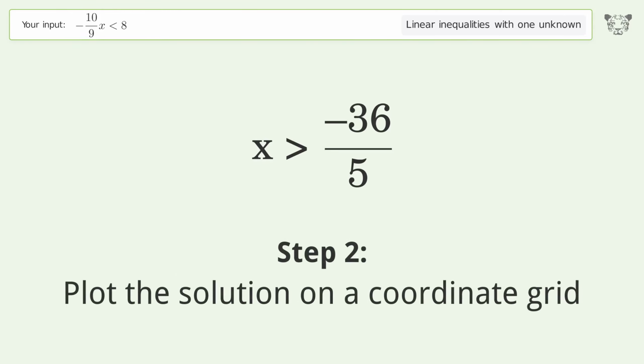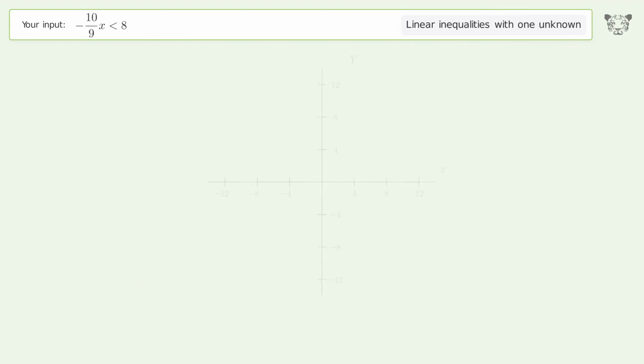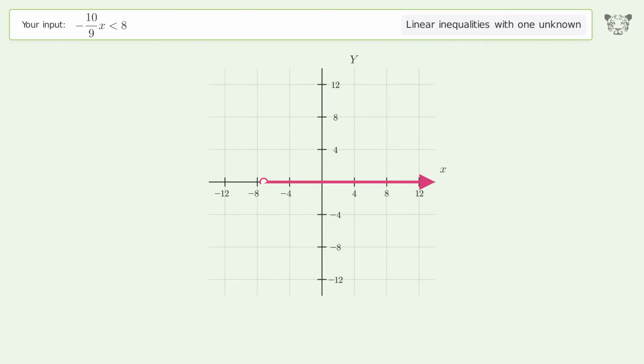Plot the solution on a coordinate grid. And so the final result is x greater than -36/5 greater than -71/5.